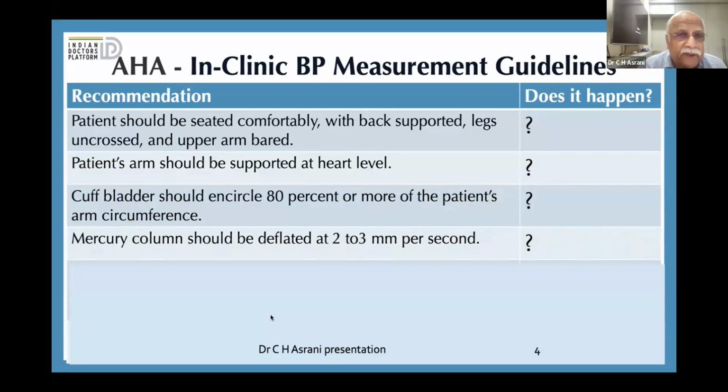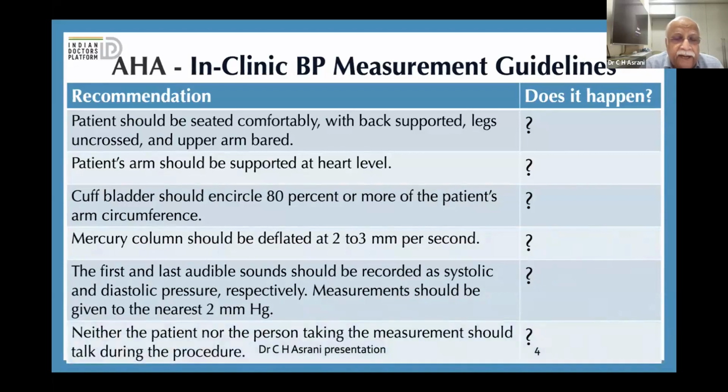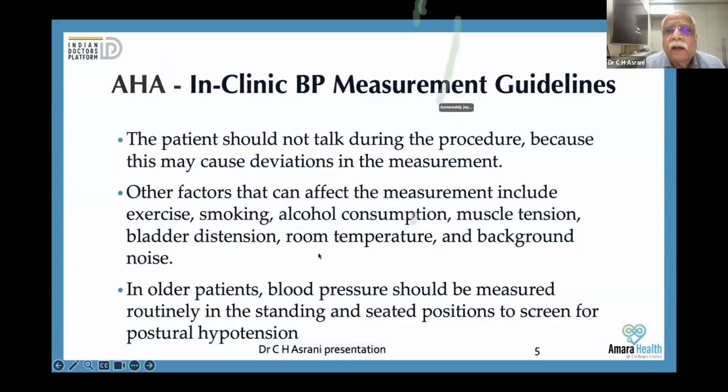There's no such thing as inflation here, it's deflation. The first and last audible sounds should be recorded as systolic and diastolic. We all do that. Measurement should be given to the nearest 2 millimeters of mercury. And neither the patient nor the person taking the blood pressure should be talking during the procedure, because this may cause deviation in the measurement.